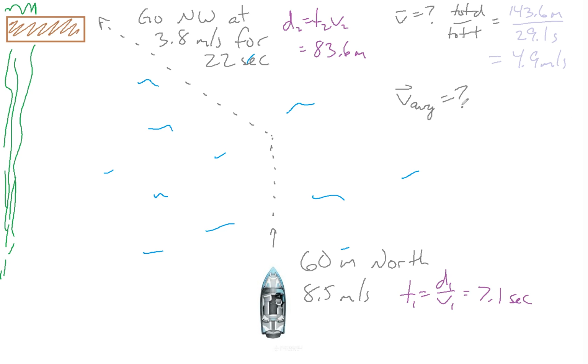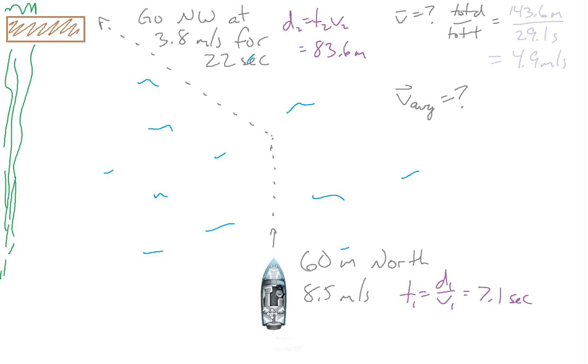Now, of course, for average velocity, I don't want distance in time, I want displacement in time. So I have to break apart my vectors a little bit here and figure out my displacement. Now, really important, the displacement vector is what I need. So I'm going to break apart my d values. So I know when my little boat's cruising along here, the first thing it did is it went 60 meters this way, and then it went 83.6 this way.